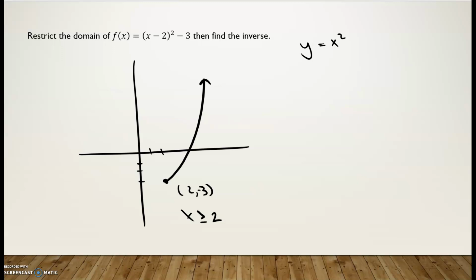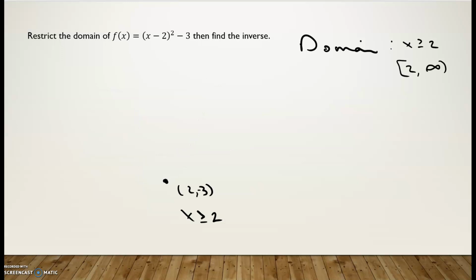So we're going to say that the domain of the original function will be x greater than or equal to 2. So we can say it goes from 2 to positive infinity. Okay, now we can find the inverse of this. So we can get rid of all of this right here.